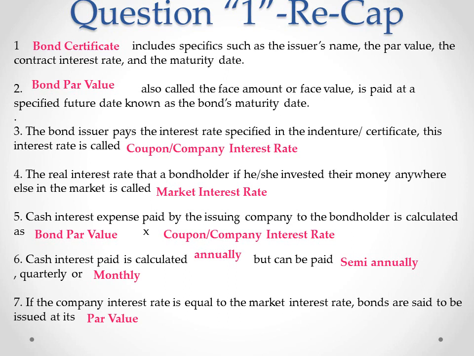If the market interest rate is higher than the coupon rate, then the company will have to discount the bond, so this will be the issuance of a bond at a discount. If the market rate is lower than the coupon interest rate, then the issuer company is at a great advantage. So this will make the company sell the bond at a price higher than its par value. So we call it a bond issued at a premium.